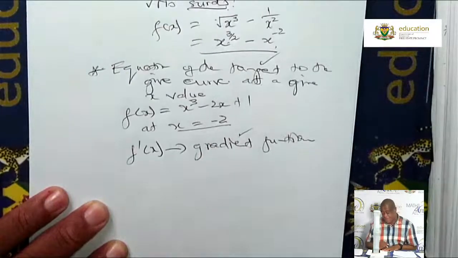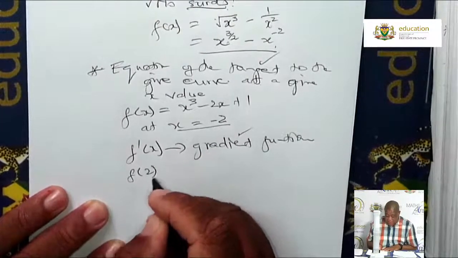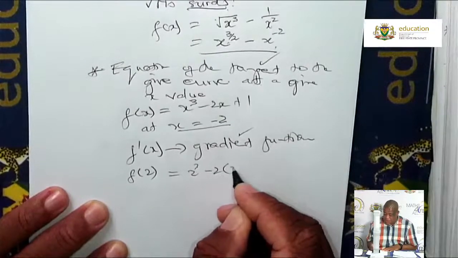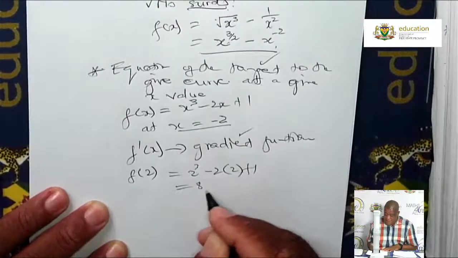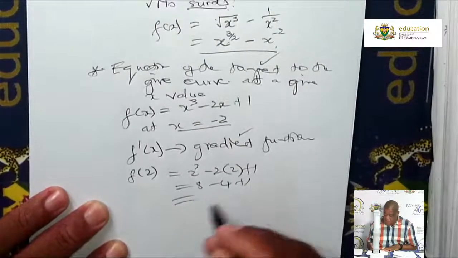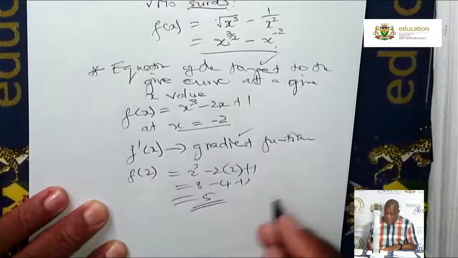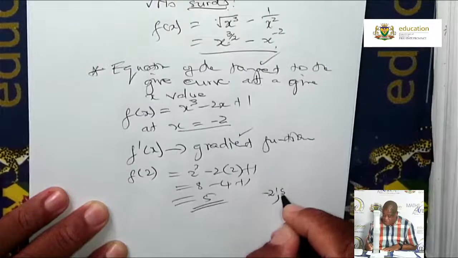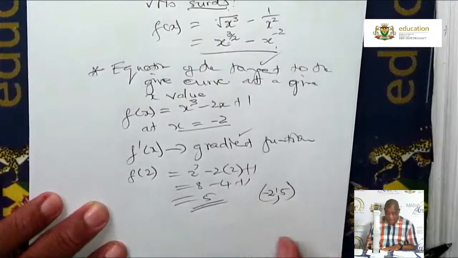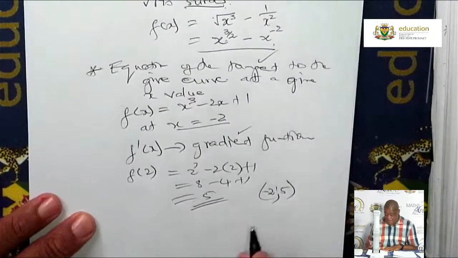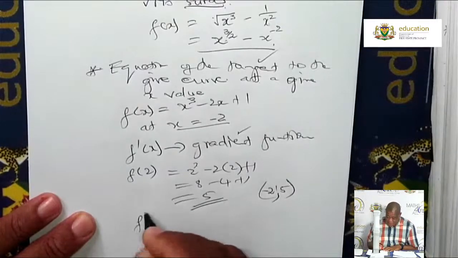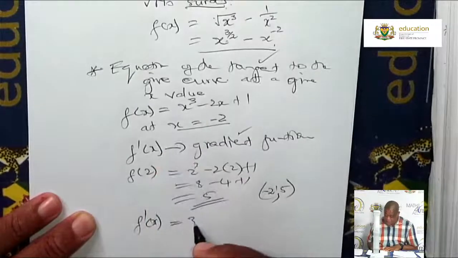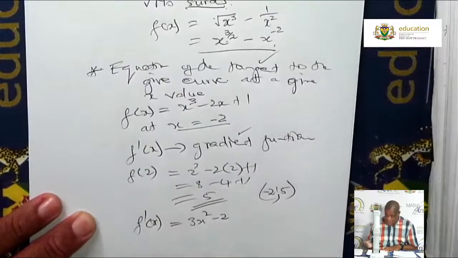Put the x value in the place of that and find f at minus 2. Our f at minus 2 will then be minus 2 to the power 3 minus 2 into minus 2 plus 1, giving us minus 8 plus 4 plus 1, which is equal to minus 4 plus 1, which is minus 3. That is telling us that if x is minus 2, y is equal to that value. We have a point. Now we are in need of a gradient. To find the gradient, let's find the derivative of our function, which will then be 3x squared minus 2.